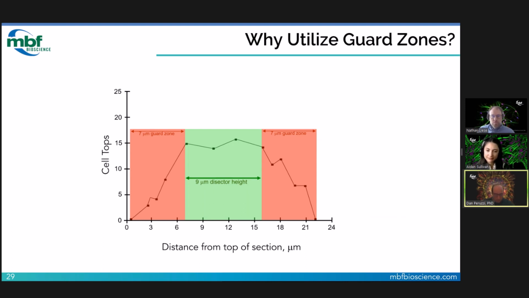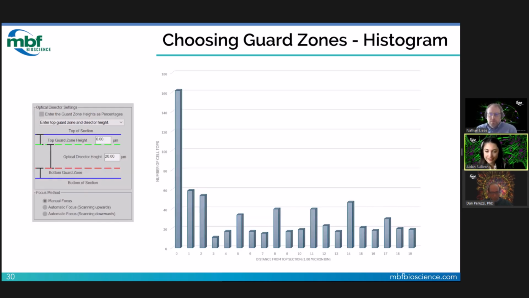Okay, well, I think I could use the Z histogram results that Stereo Investigator exports to create a graph similar to this one. Let's take a look. Here's my Z histogram data, and I plotted on the x-axis, like you did, the distance from the top of the section in 1 micron bins, and on the y-axis, the number of cell tops.